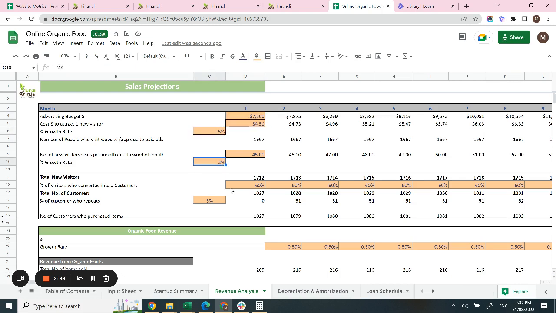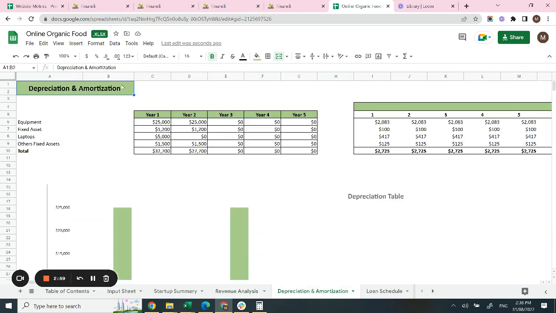The growth rate is 2% here. I'm going to change it to 5%. Next, 75%. As you can see, the data has changed accordingly. You can change your assumptions according to your financials.